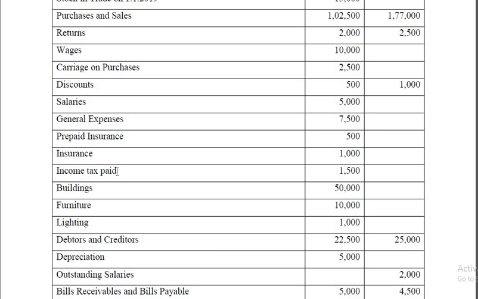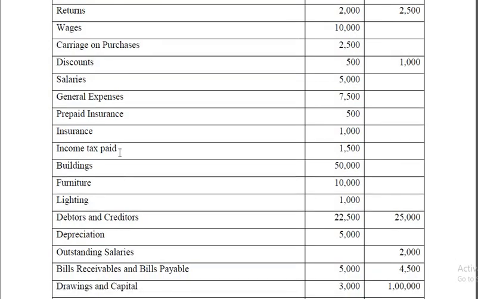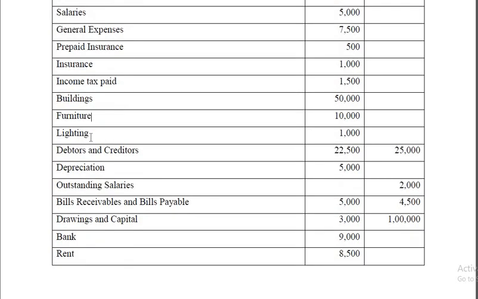Income tax paid, it is taken as drawings, so in the balance sheet from capital you have to deduct. Building, asset side of balance sheet. Furniture, asset side of balance sheet. Lighting, this is coming to the profit and loss account unless it is shown as factory lighting. Debtors and creditors. Debtors to the asset side, creditors to the liability side. Adjustments are to be made. Depreciation, this will be treated only once in the profit and loss account. Outstanding salaries will come to the liability side, representative personal account. Bills receivable, asset side, bills payable, liability side.